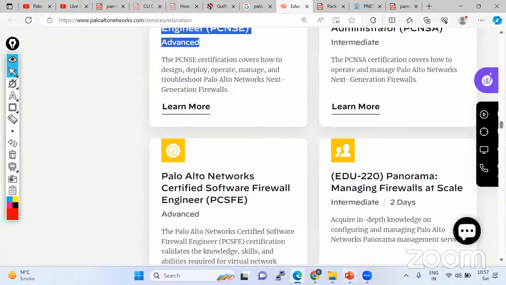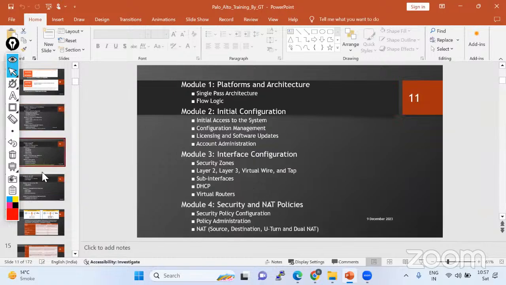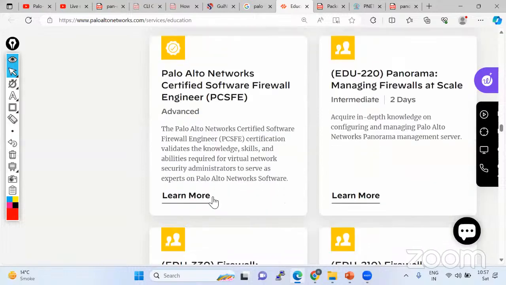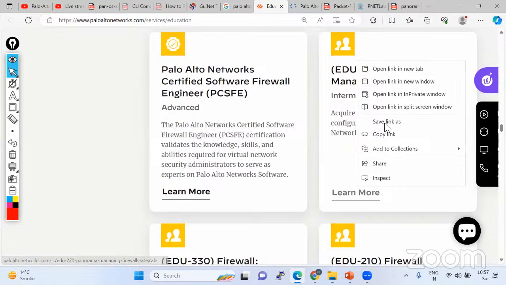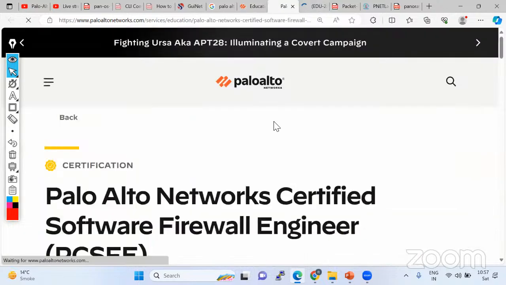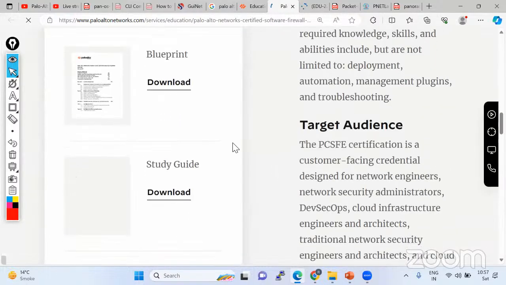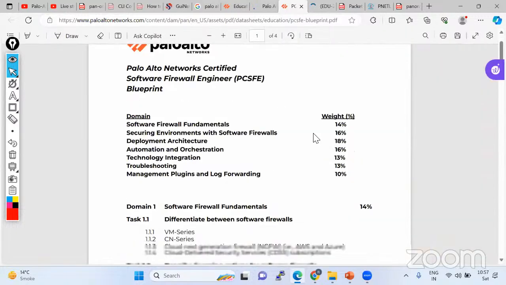If I show you my course content, I'm opening these three. In total I have 12 modules, and if I open these modules in new tabs, you'll find the entire sessions are going to be covered. You just have to download this blueprint, and once you download it, you'll find the entire course content. This course content is fully aligned with our course curriculum.